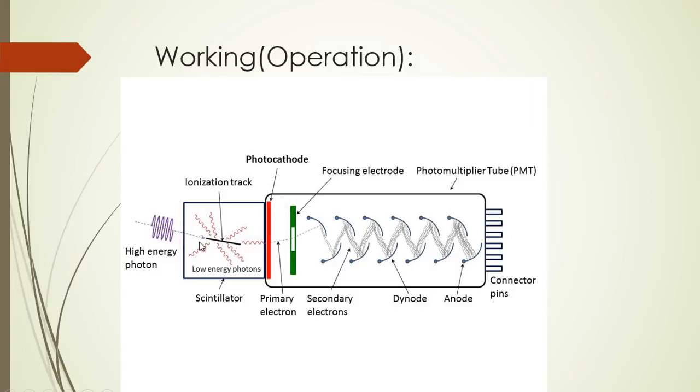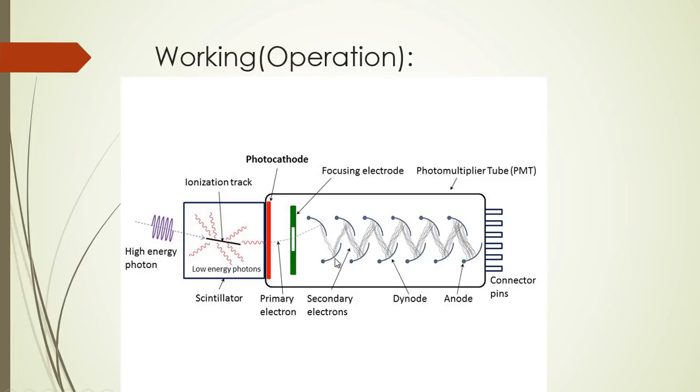So when the radiation falls on the scintillator, it produces low energy photons, which are then made to fall on the photocathode. Now the reason I'm calling it photocathode is because it is a negative electrode, and it is covered with a photosensitive material. So when these photons are incident on the photocathode, due to the photoelectric effect, they liberate photoelectrons from the photocathode, and these photoelectrons are made to pass through these focusing electrodes so that they are incident on another electrode called the dynode.